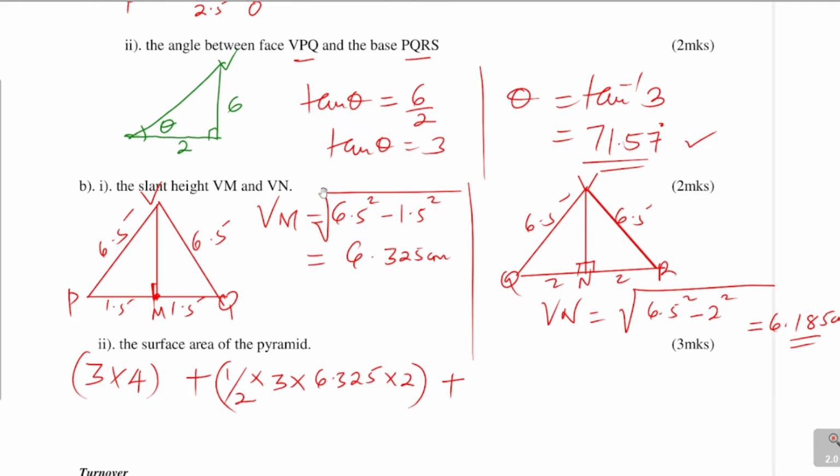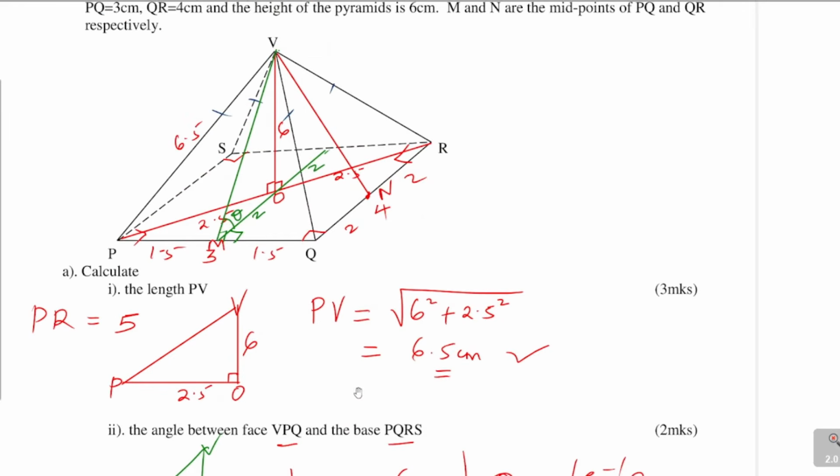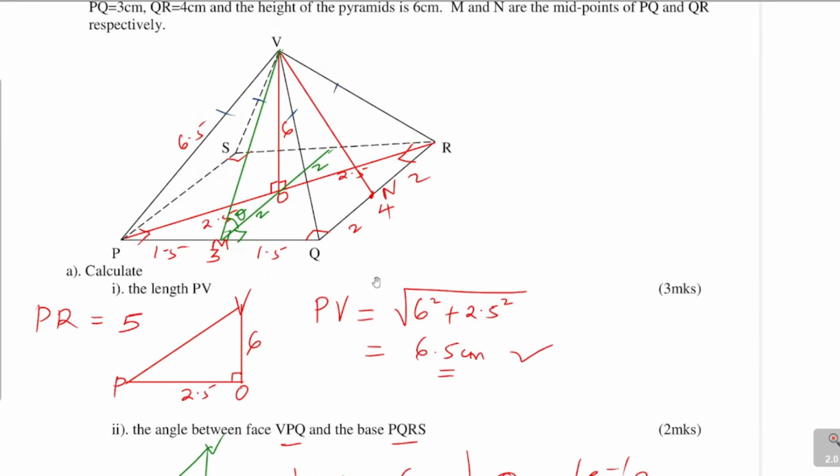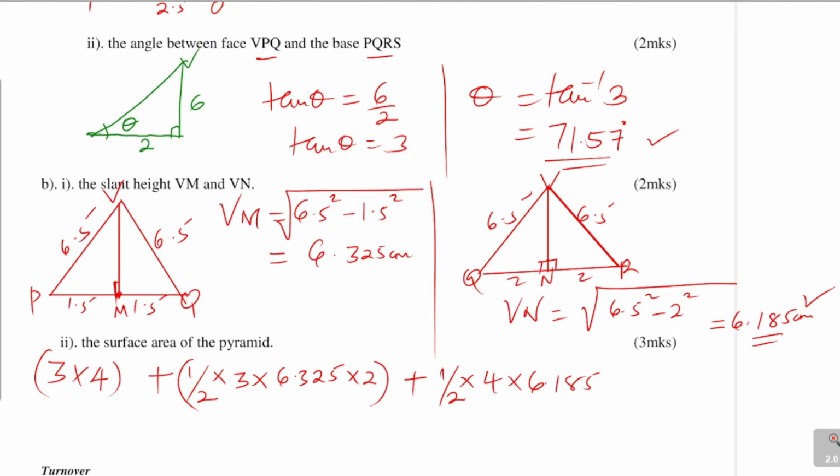And then now we have the other face which slants, that is VQR. Again, we have that one here. So again, triangle, that is a half times the base. The base is QR, which is 4, times the height. The height we just obtained is 6.185. And since we have the other face on the other side, which is VSP, the other similar face, for VPQ, the other similar face is VSR. So you multiply by 2. So that is what is going to give you the sum of the surface area.